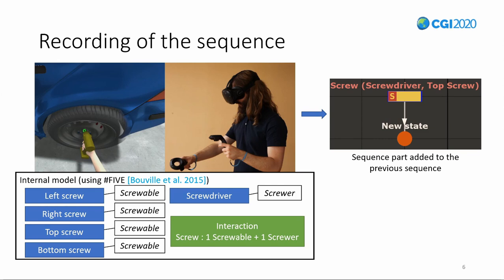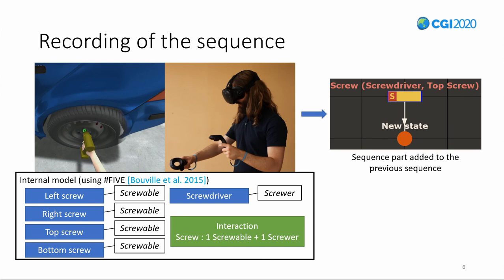To be able to detect the actions, we use an internal interaction model, which divides the interaction between the actions, the objects, and the capacities of the objects. As such, once the interaction is triggered, we are able to know which objects are implied and update the scenario accordingly.